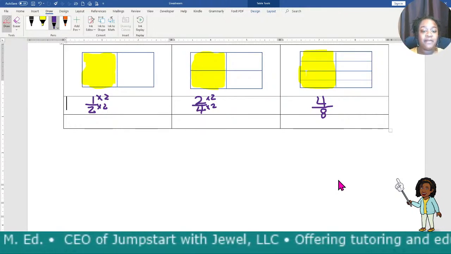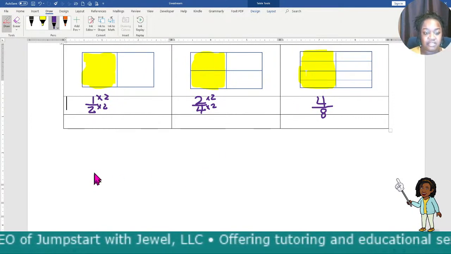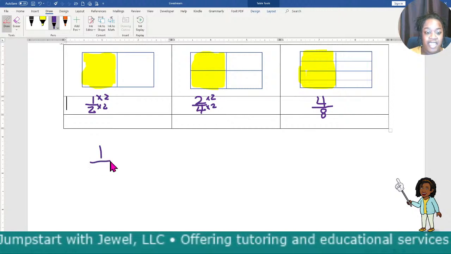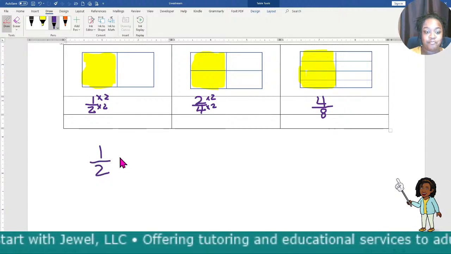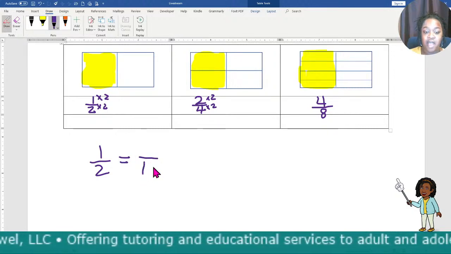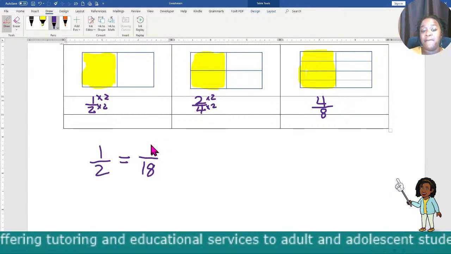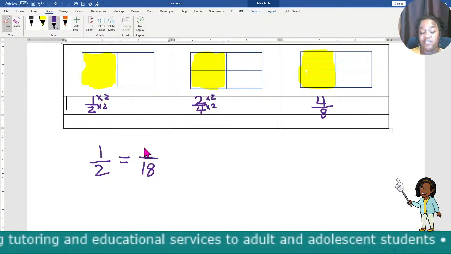So you may see something where it says, what is the equivalent fraction? I've seen something that looks like this. It'll say 1/2 equals blank, and they'll give you the denominator of the new fraction. They want you to find the missing numerator on the equivalent fraction.